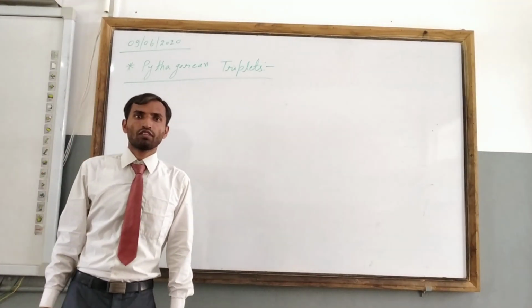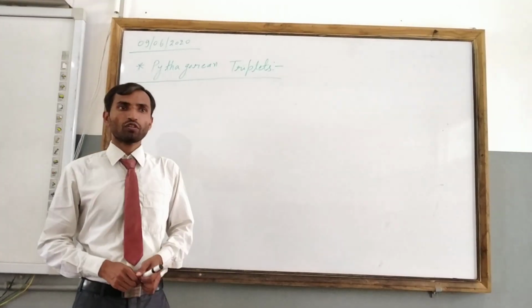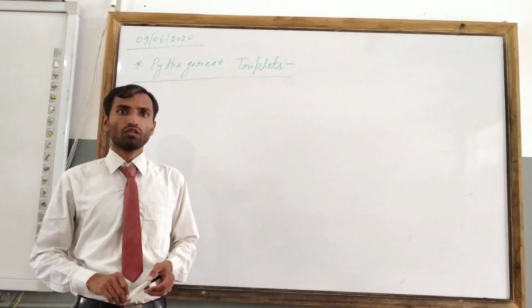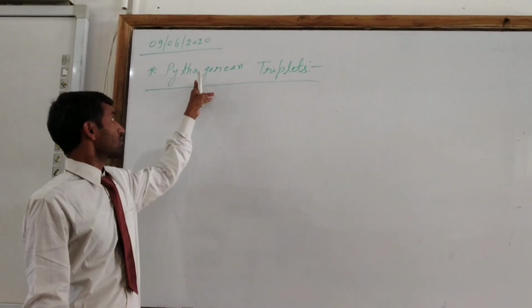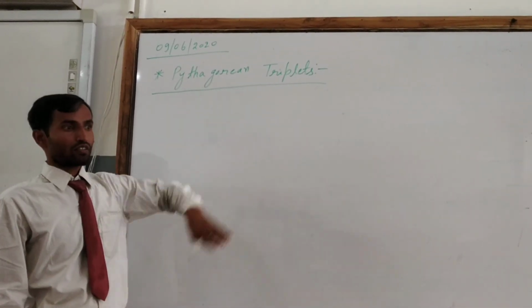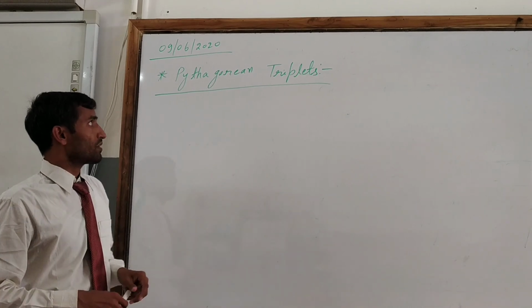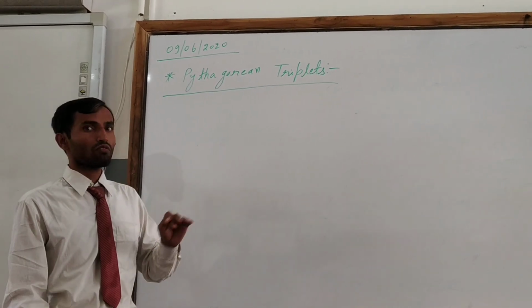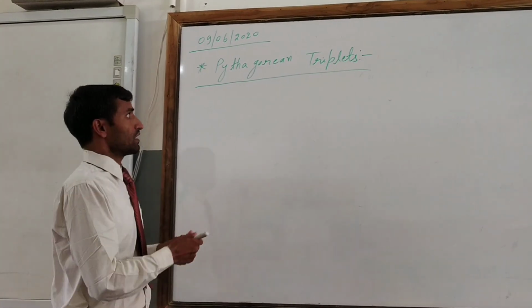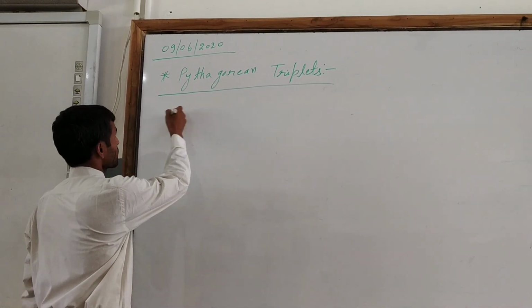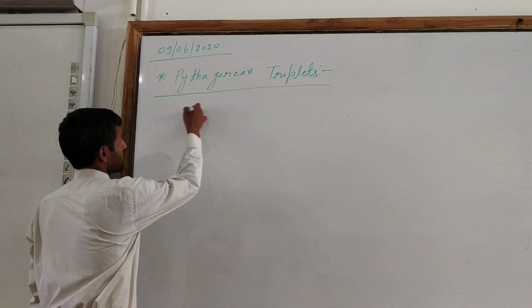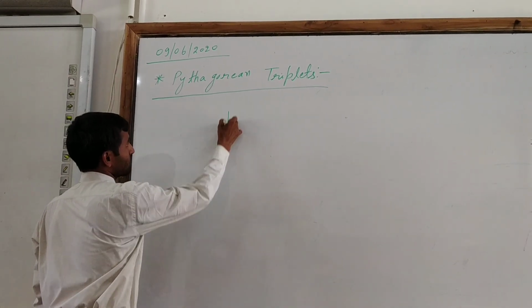Good afternoon, students. Last class we studied the properties of square numbers. Now the next topic we have to study is Pythagorean triplet. What is it? Triplet means three numbers that come together. I will explain it geometrically, if any right triangle is given.